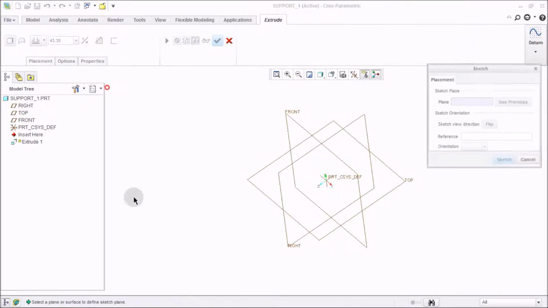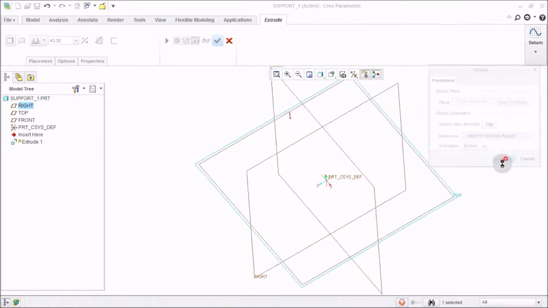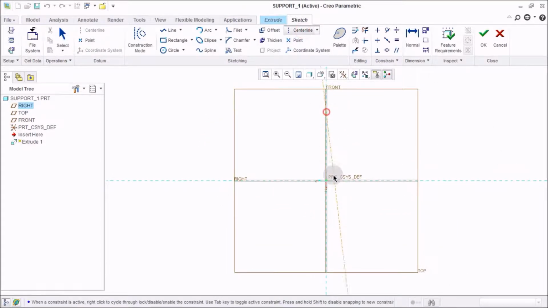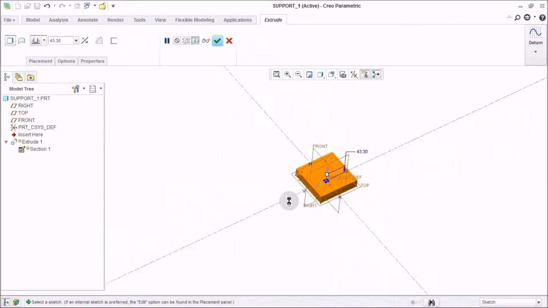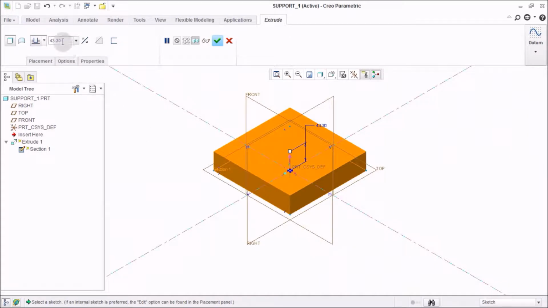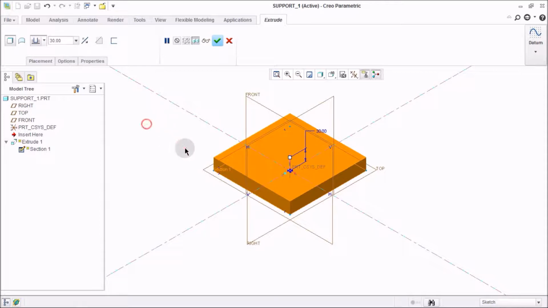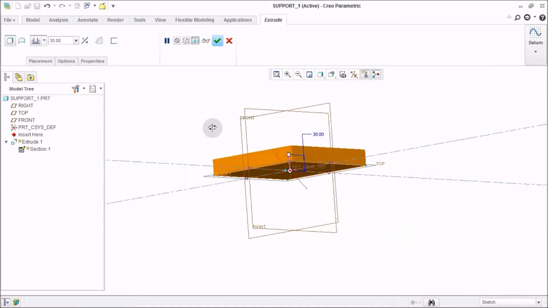So define this plane, let's say the top plane. Make only a simple rectangle, let's say 200 mm by 200 mm. Then take whatever thickness you want. It doesn't matter, it will not have any effect on our analysis, but for simplicity we take 30 mm.